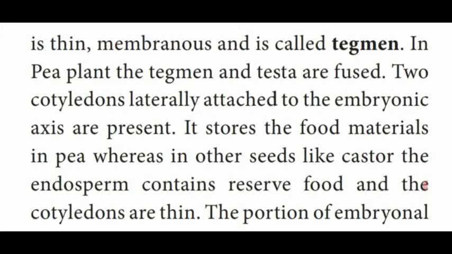The two cotyledons arise from the lateral portion of the embryonal axis. The dicot embryo has a central axis, called the embryonal axis. From that axis, laterally, it produces two cotyledons. These cotyledons store a large amount of food material in the pea plant.